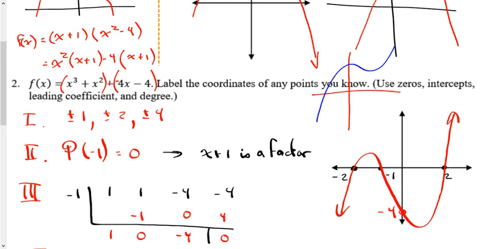Well, in this case, if I had just said, graph this, label the coordinates of any points you know, that should be the flag that I should see if I can find x-intercepts.